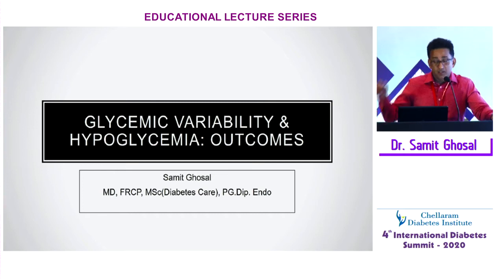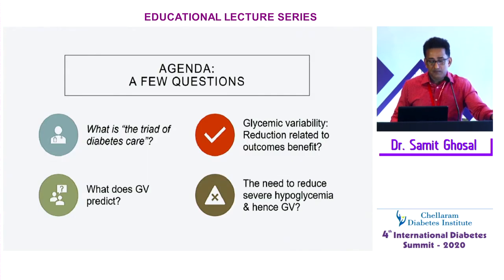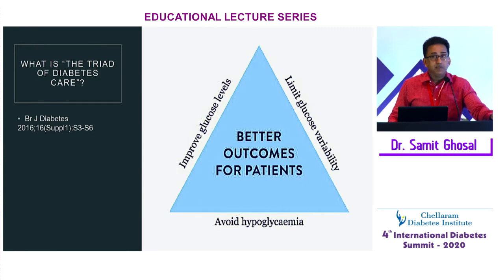The topic given to me is glycemic variability and hypoglycemia. And this is the flow of my presentation. To start off, whenever we manage diabetes, we need to remember that there's something called the triad of diabetes care. Our entire aim in the management of diabetes is to improve outcomes.